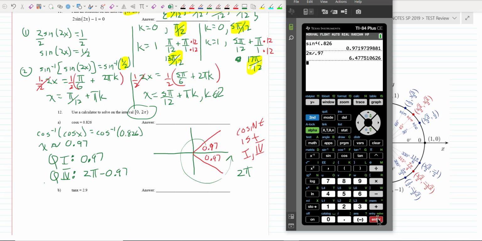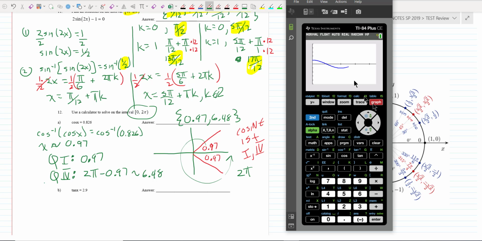Okay, so the second answer would be about 6.48. So my two answers to the problem are about 0.97 and 6.48. This problem is actually real easy to check on your calculator. You just graph a cosine, which we know what the graph of a cosine looks like, and just trace out your two answers.